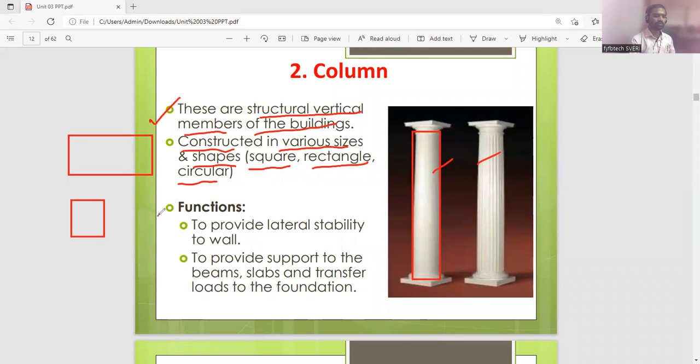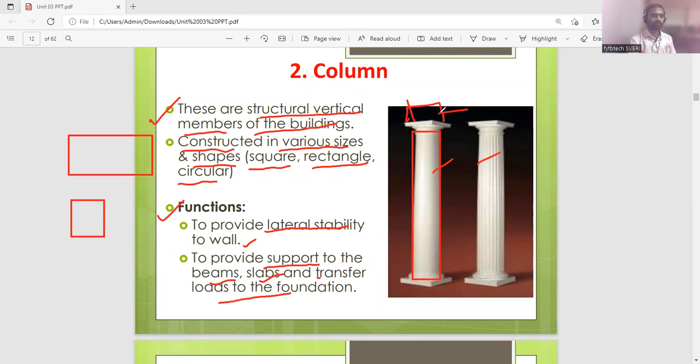Then what is the function for this column? To provide the lateral stability to the wall. Okay, lateral stability to the wall. Next, to provide the support to the beams, slabs, and transfer the load to the foundation. Okay, what is there above this?